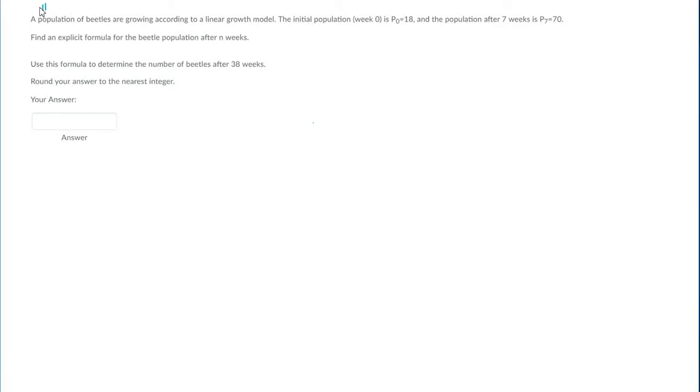All right, so here we are on problem number 6. And note that we have what's called a linear growth model. What does linear growth mean? Linear growth means we add the same amount over and over again.